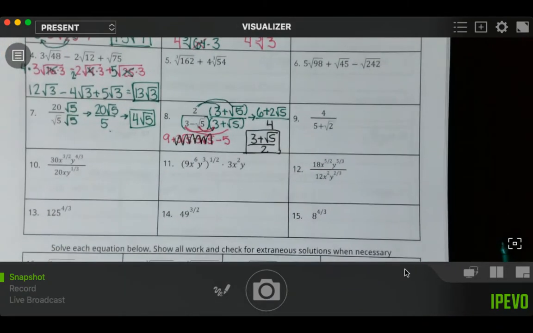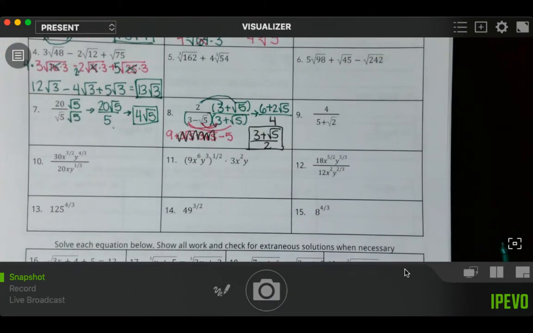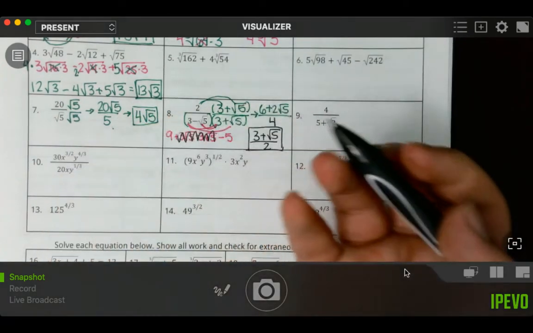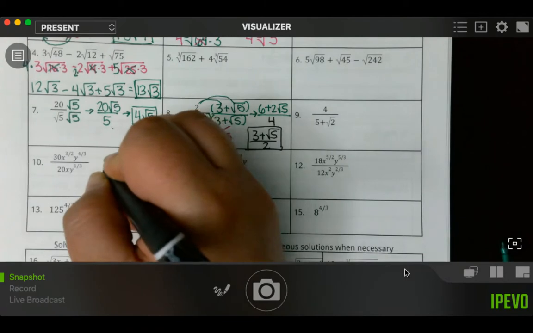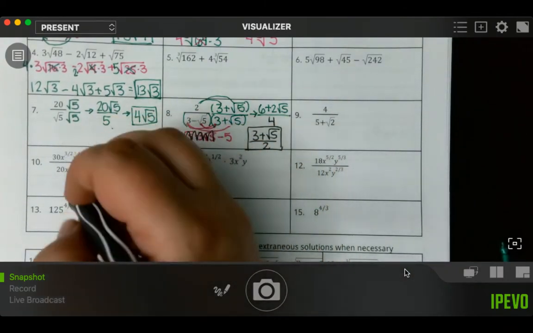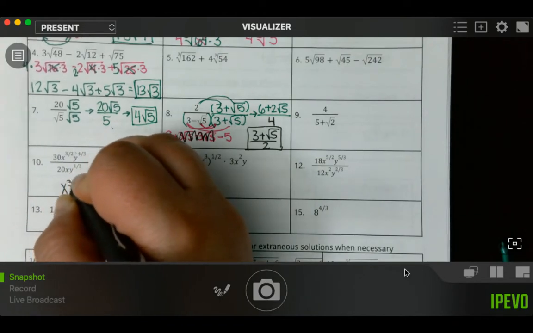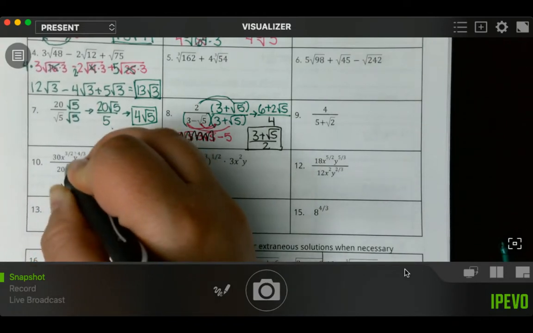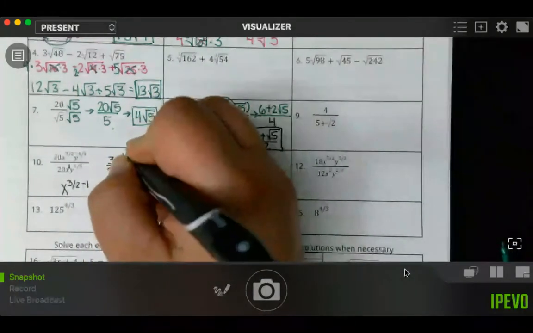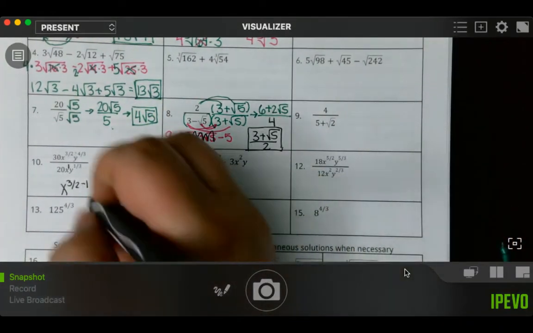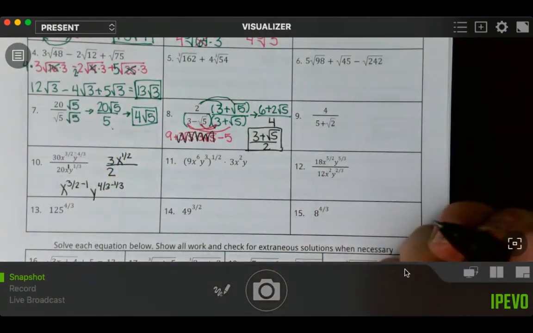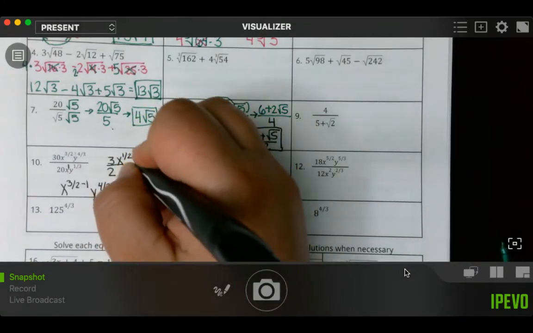All right, let's move on to some of these fractions. I'm going to go ahead and do number 10, 30, and 20. I can divide those both by 10, leaving me with 3 halves. Then, what I'm going to do here is subtract my exponents. This x technically has an exponent of 1. 3 halves minus 1 is 1 half. And then y is going to have a power of 4 thirds minus 1 third, which is 3 thirds, or just 1.